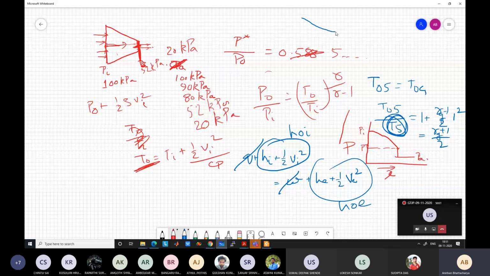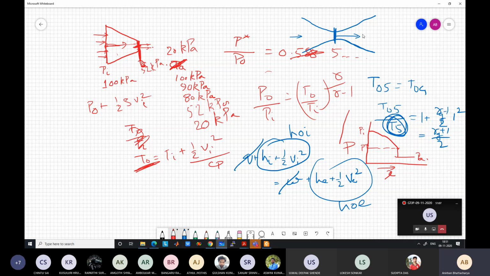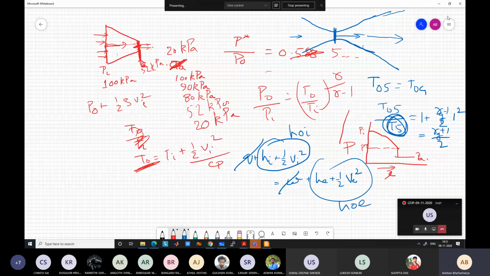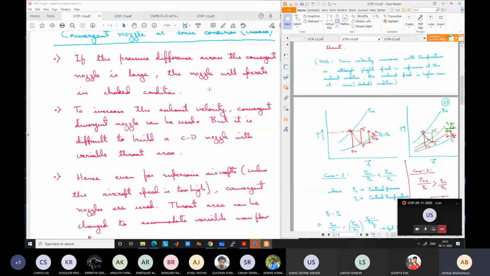Convergent divergent nozzle looks like this, where the incoming velocity is subsonic, then the throat velocity is sonic, and then on the diverging side, with increasing area, velocity keeps on increasing and it becomes supersonic. If you increase the area of the diverging region, the velocity will keep on increasing, indefinitely it can be increased. So if we need very high velocity at the exit, we can use convergent divergent nozzle. But in practice, we don't use convergent divergent nozzle.